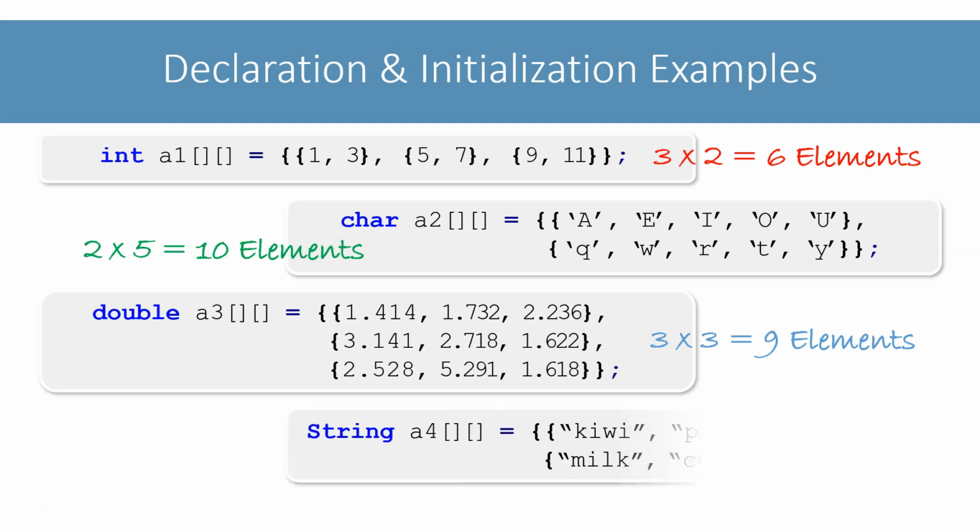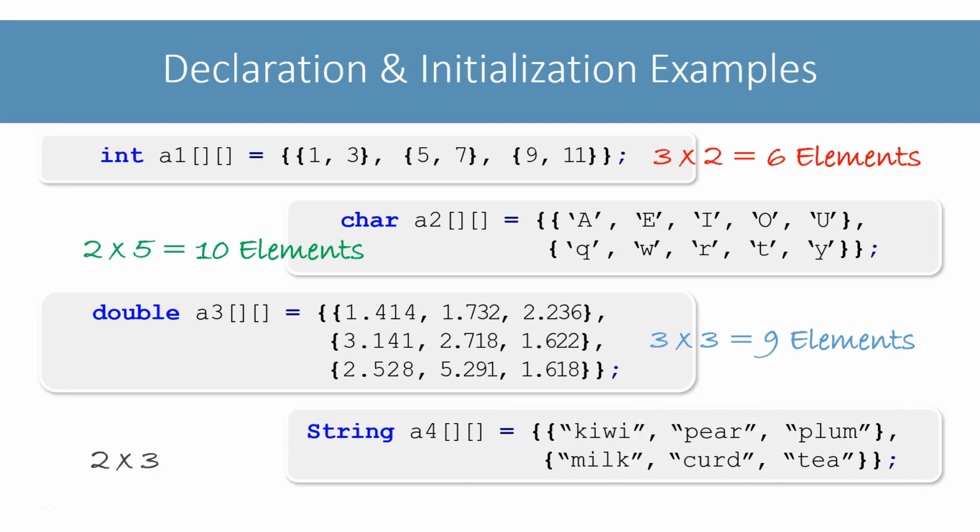Lastly, we have a 2D array A4 of string type. It has 2 rows and 3 columns, so its dimensions are 2 by 3 and it can hold 6 strings.